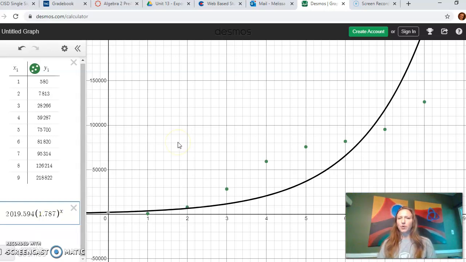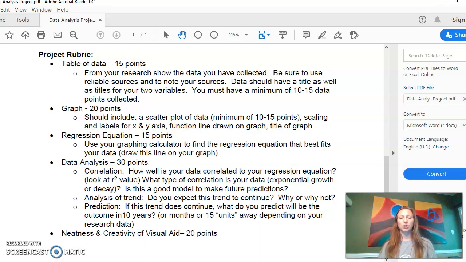The next part of your project after you've done the table and the graph, and you've done the equation. So we've done the table, the graph, and the regression equation. Next thing I want you to do is really do some data analysis. What does the math that you've just done mean? That's the whole point of doing math, is what can we gather from this?